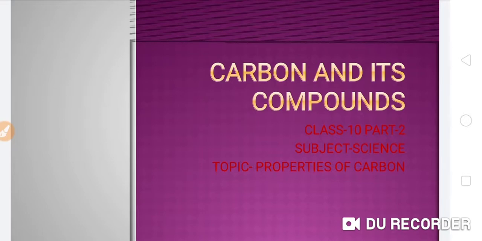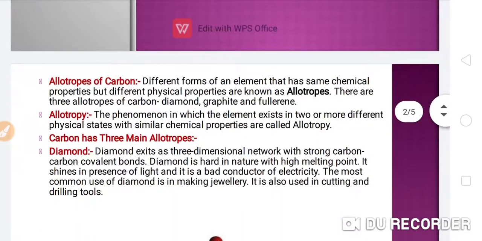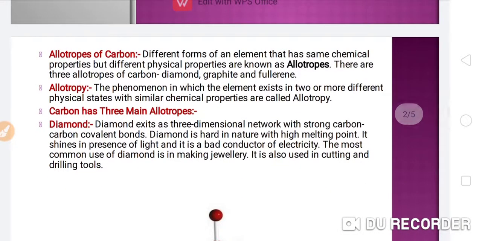And in science, we will discuss chemistry. And students, today in this video, we are going to discuss the second part of this chapter, that is carbon and its compounds, and the topic which we are going to discuss today is properties of carbon. So let's see, students, what are the important properties of carbon. Number first, allotropes.